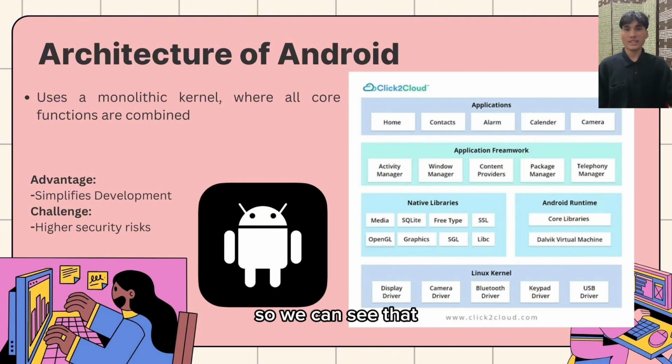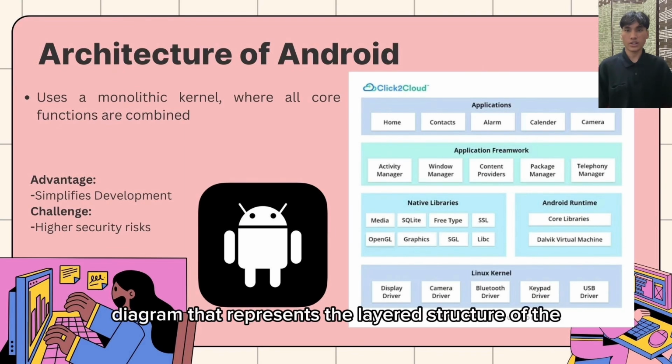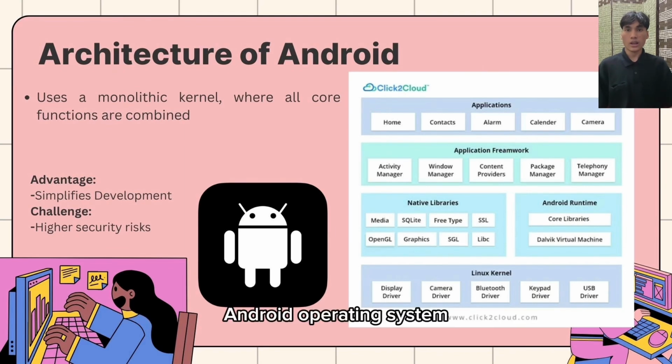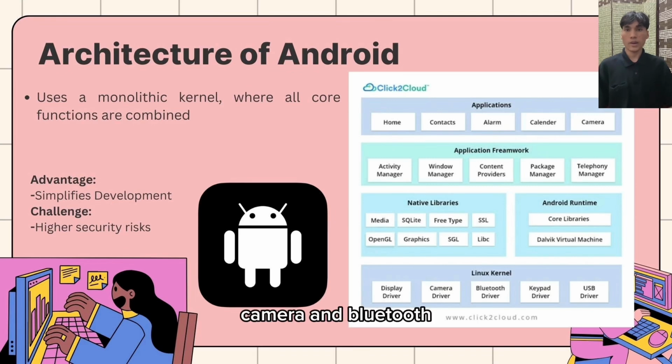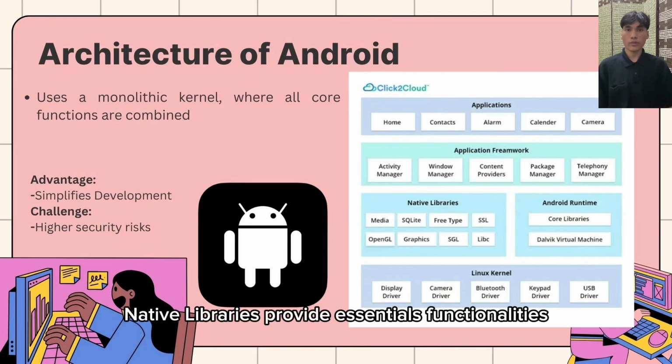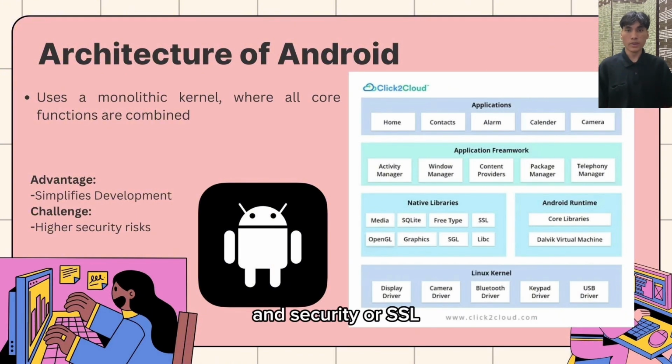So we can see this Android architecture diagram that represents the layered structure of the Android operating system. At the base, the Linux kernel manages hardware through drivers like display, camera, and Bluetooth. Above it, native libraries provide essential functionalities like graphics or OpenGL, database or SQLite, and security or SSL.